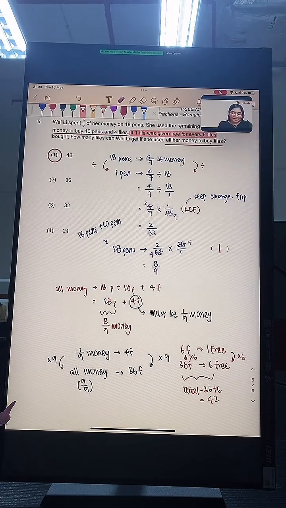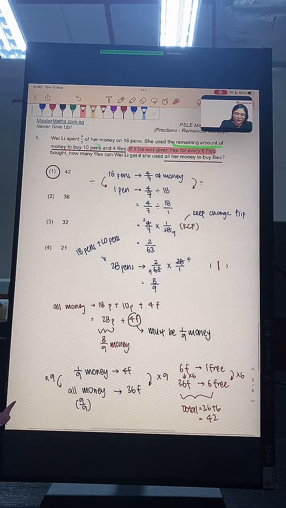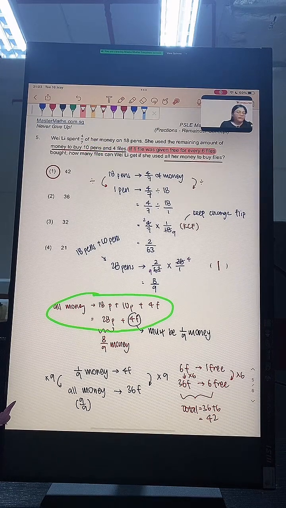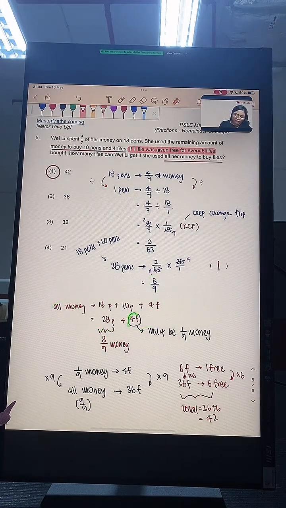Let me repeat. At first, we are told that she spent 4 out of 7 of her money on 18 pence and the remaining on 10 pence and 4 files. So all of her money is 28 pence and 4 files. We know that 18 pence is 4 out of 7. So 1 pen must be 4 out of 7 divided by 18 to give us 2 out of 63. So 1 pen is 2 out of 63 of her money. So all the pens is 8 out of 9 of her money. That means the 4 files must be the rest of the money, 1 out of 9.